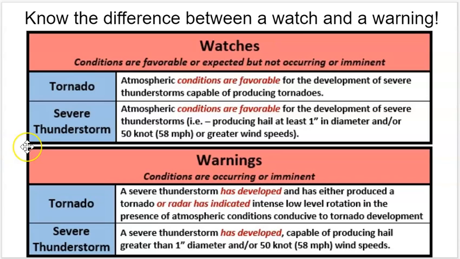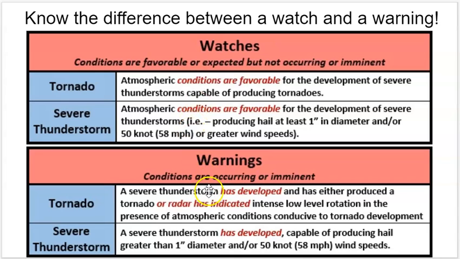Now, it's important to know the difference between a watch and a warning when we're talking about these weather-related events. A watch means that the conditions are favorable. It means that it can happen. Not that it is happening, but that it can happen. This severe thunderstorm could develop. It can produce tornadoes, or it can produce hail, or it can have high wind. If it can produce a tornado, we have a tornado watch. That means you can form a tornado.